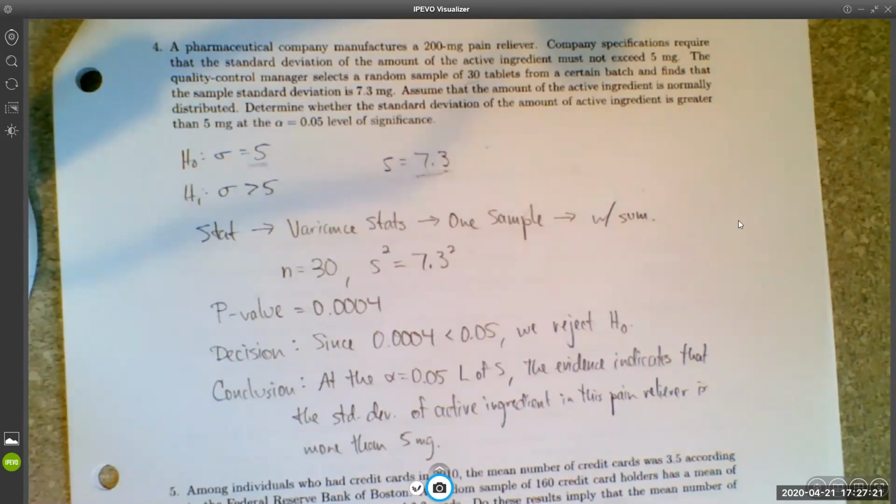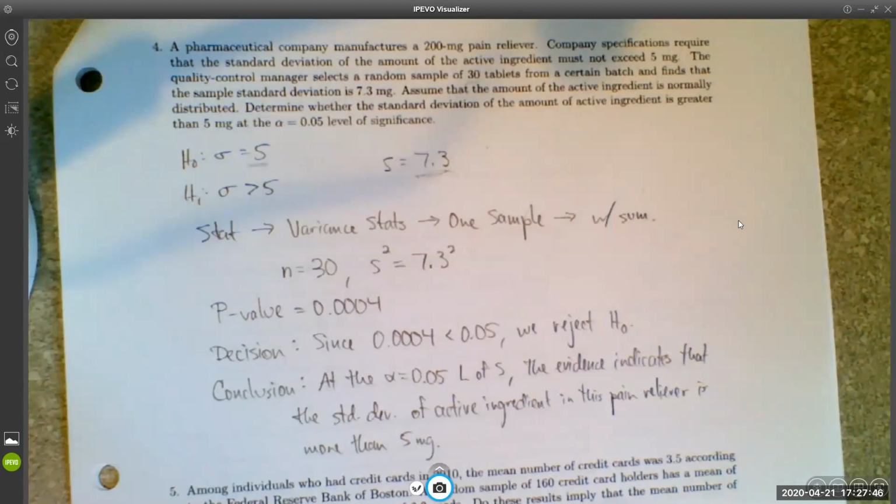So when we say that you have a large standard deviation in a pain reliever, then that means that one pill doesn't have very much active ingredient and another pill has a lot of active ingredient. And that's potentially dangerous, right? Because that means that you could overdose if you just so happen to be unlucky enough to get a bunch of those pills that have more active ingredient in them than they should.